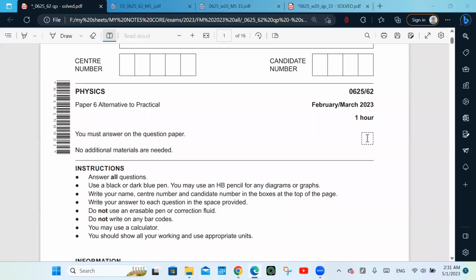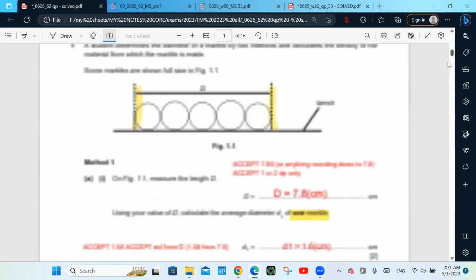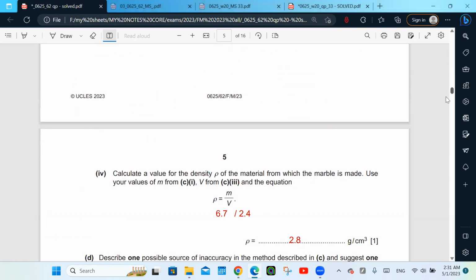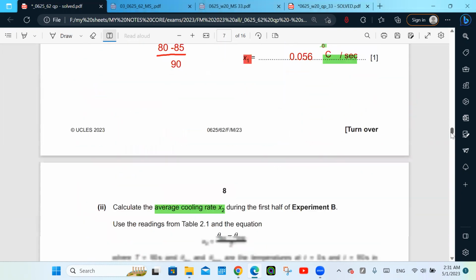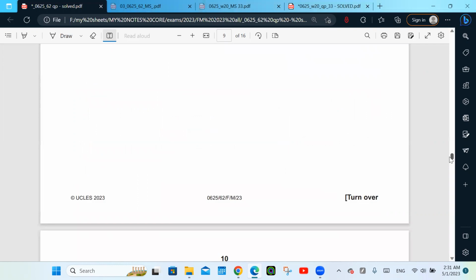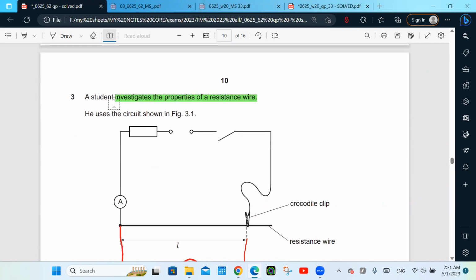Hello everyone, this is question number 3 from physics paper alternative to practical paper 6 variant 2, February-March 2023. Let's go to question number 3. This question is asked about the electricity topic in your syllabus. A student investigates the properties of resistance wire.